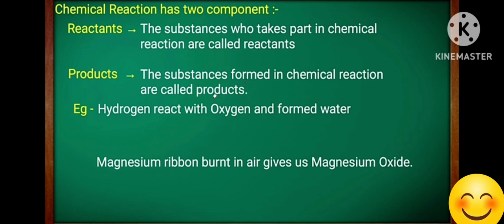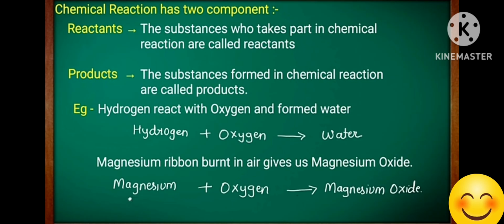Example: hydrogen reacts with oxygen and forms water. So here hydrogen and oxygen are called reactants, whereas water is called the product. One more example: magnesium ribbon burnt in air gives magnesium oxide. Magnesium and oxygen are called reactants, whereas magnesium oxide is called the product.